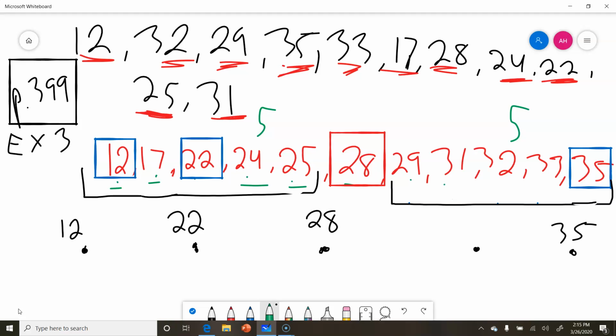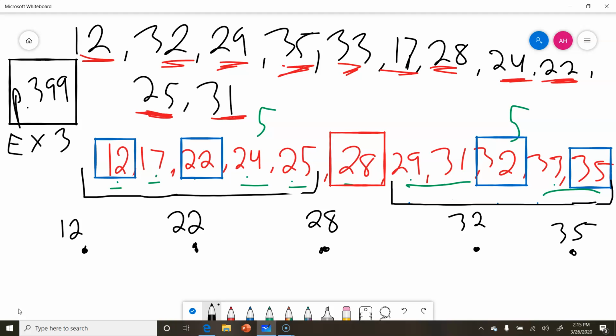Now I do the same thing with this side. I go 1, 2, 1, 2. That means 2 on this side, 2 on this side. So that means that our upper quartile is the middle one, which is 32. So I come down here and I write 32.